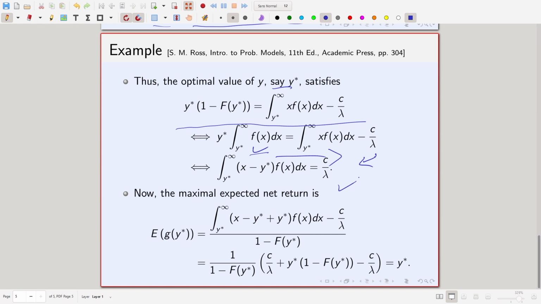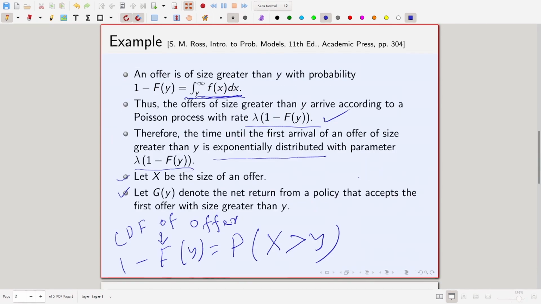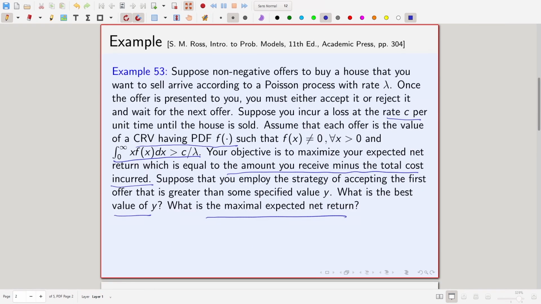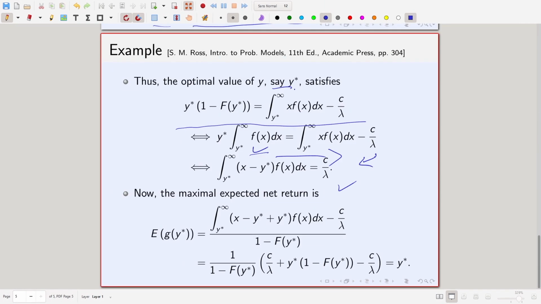So, that is the optimal value. Remember, what was the problem? What is the best value of y? The best value of y is given by this y star, which satisfies this relation. Now, you want to find the maximal expected net return. For that, you just have to find the expectation of G(y) for y equal to y star, because y star is the optimal value. So, to find the maximal expected net return, you have to evaluate this expectation of G(y) at y equal to y star. So, we want to find the expectation of G(y star).